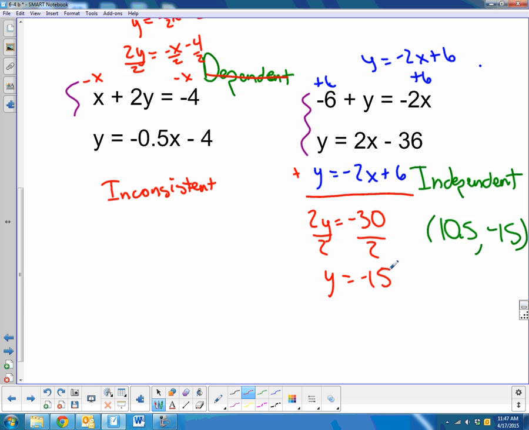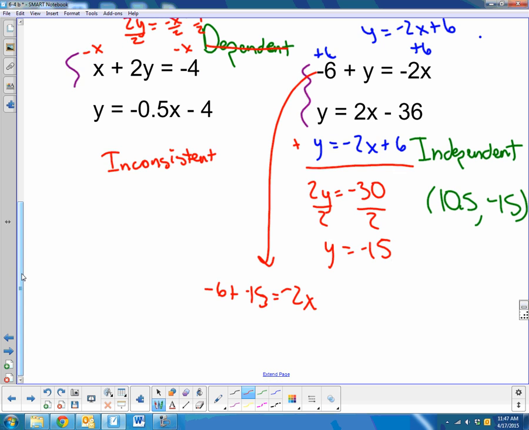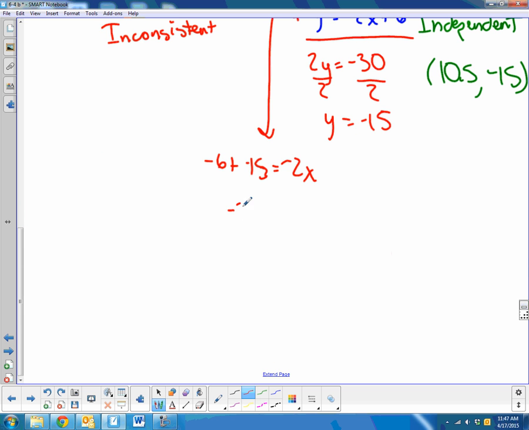Now I know that y equals 2x minus 36. I also know that negative 6 plus y equals negative 2x. Neither one of these are perfectly set up, but I'll go with the top equation. So I'm going to use this and say negative 6 plus, well, I know y is negative 15, equals negative 2x. So I can combine like terms. Negative 6 plus negative 15 is negative 21. I can get x all by itself and see that 10 and a half is x, or 10 and 1 over 2. But 10.5, 10 and a half is x. So that's how we got that solution.